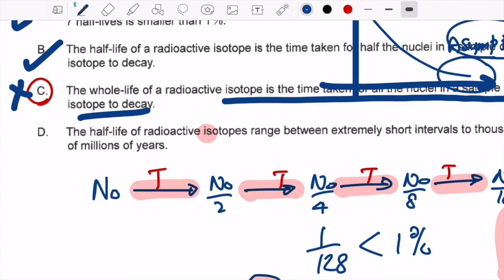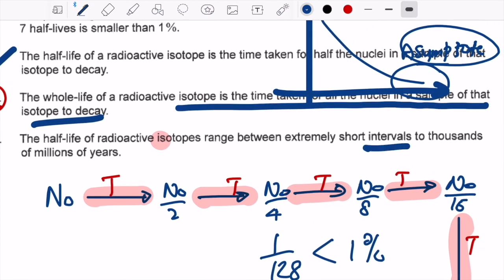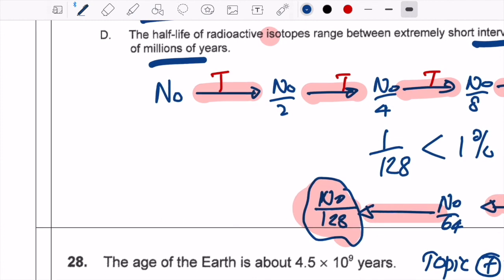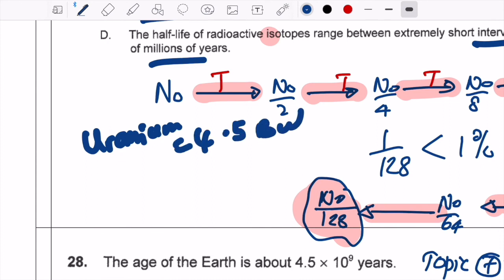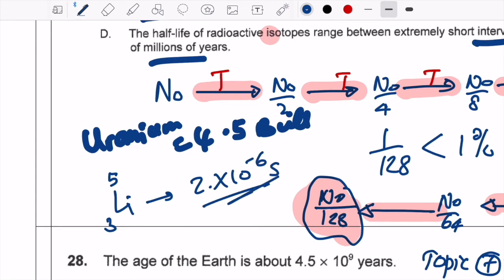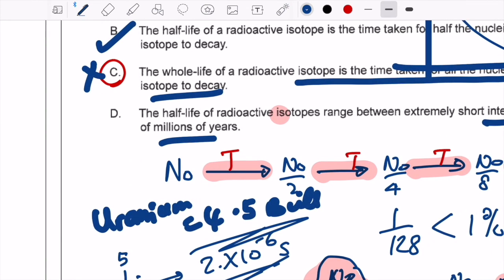The half-life of isotopes range between extremely short intervals to thousands of millions of years. That's true. Like let's say uranium has 4.5 billion years, and like let's say lithium 3 has maybe 2 times 10 to the power of minus 6 seconds, very short. So yes, they have a range, so this is also correct. So the answer we are looking for is C.